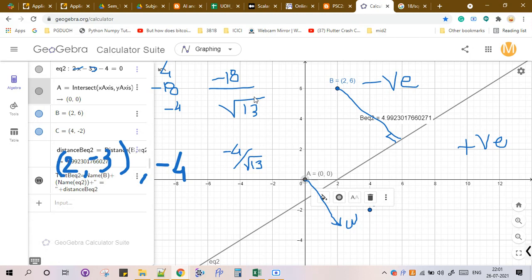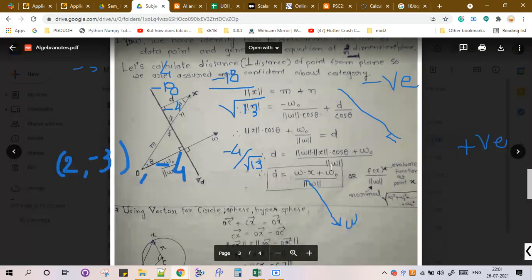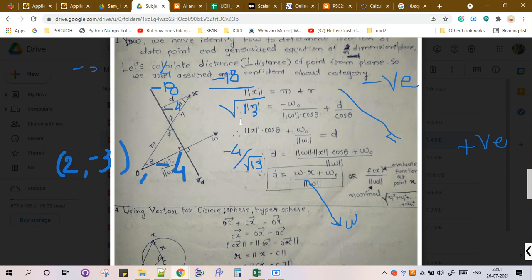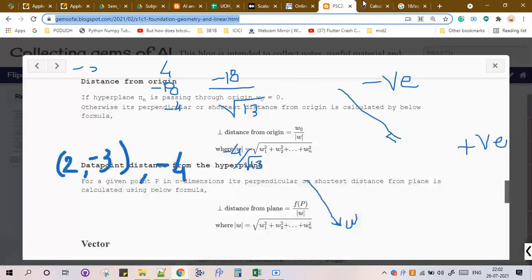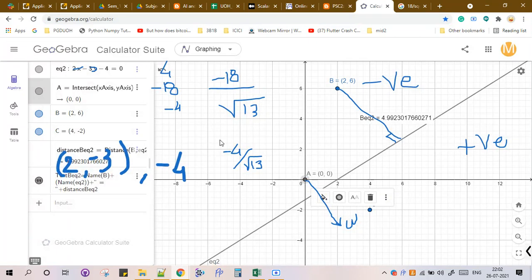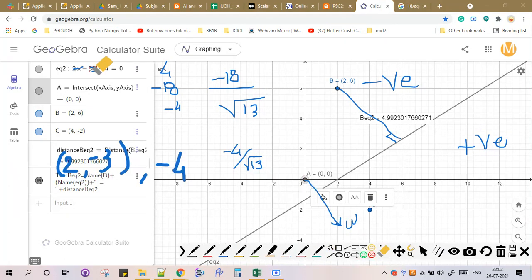It is only up to W square only. If you still have doubt, we can go to this derivation. Because this distance is calculated by taking the help of this normal vector, that's why we have only mod W, not W0. I'm not going into the equation. Just remember that in mod of W we don't consider the bias term, the W0 intercept term.